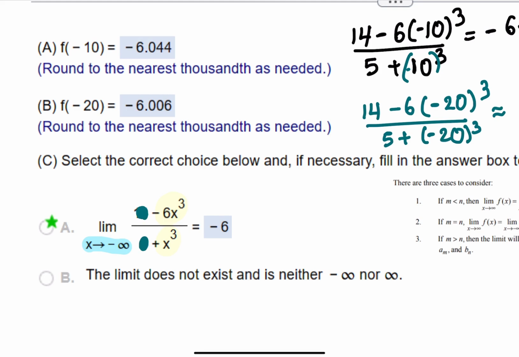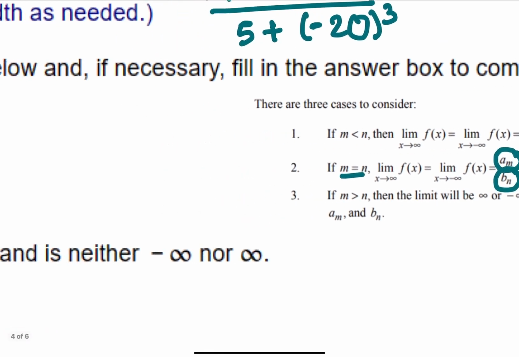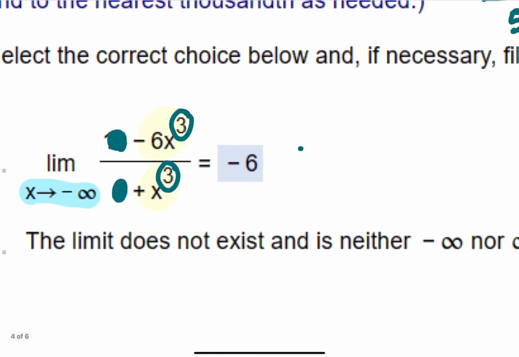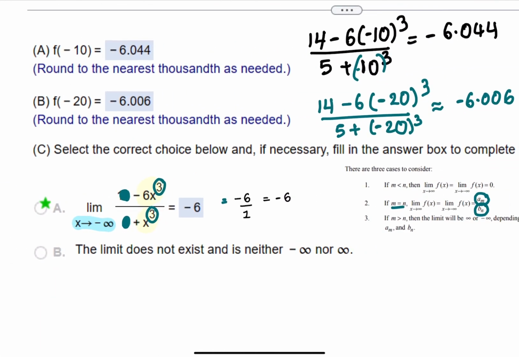Now what do I look at? I look at the power. The power of the numerator is equal to the power of the denominator. When the power of the numerator is equal to the power of the denominator, your limit is simply the coefficient of the top over the coefficient of the bottom. The coefficient of the top here is negative 6. The coefficient of the bottom is 1. So this is negative 6. This is nothing but your horizontal asymptote. Now, this is a good time to refresh what your vertical and horizontal asymptotes are.